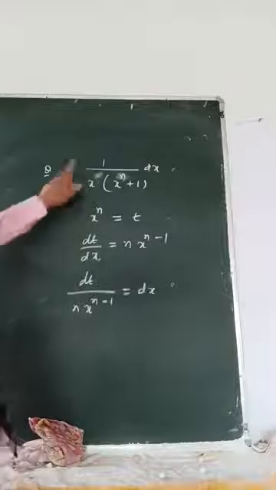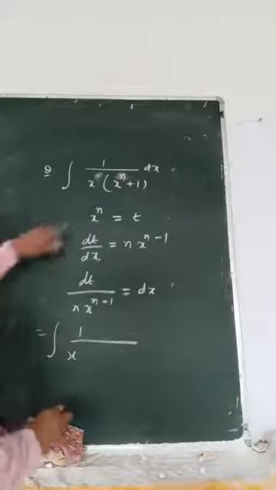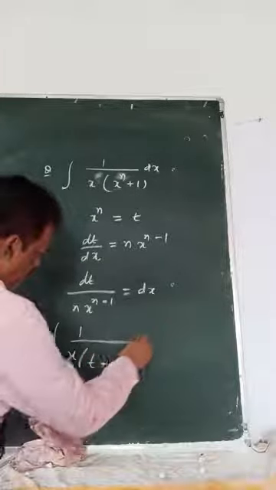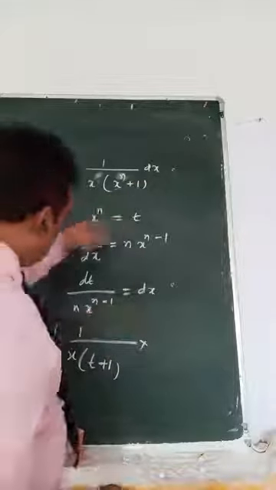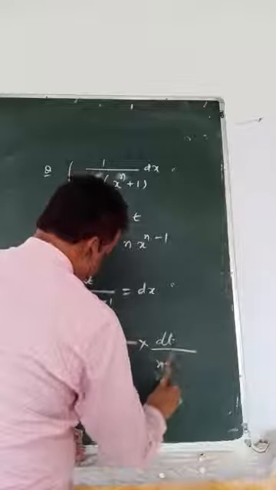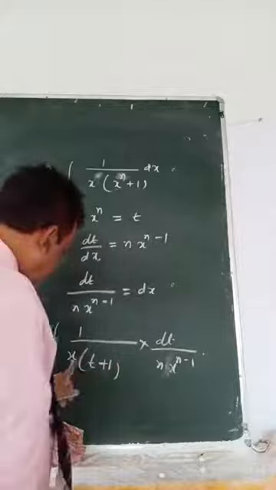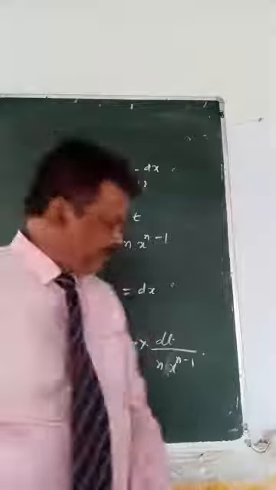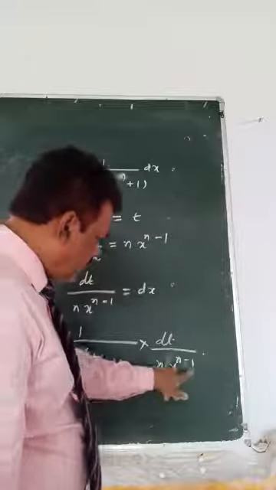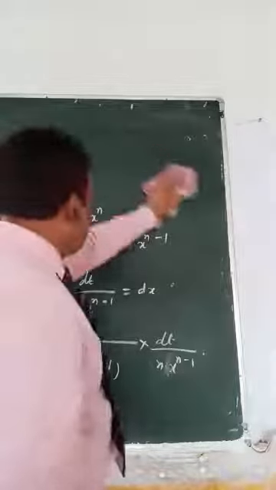Okay, put it back here. 1 by x, this is x, this is t plus 1. This is dx. dx is dt by n into x to the power n minus 1. Somewhere x, somewhere t, it is so complicated. So let's convert everything to t. You are getting x and x to the power n minus 1 together, and 1 by n is a constant outside.